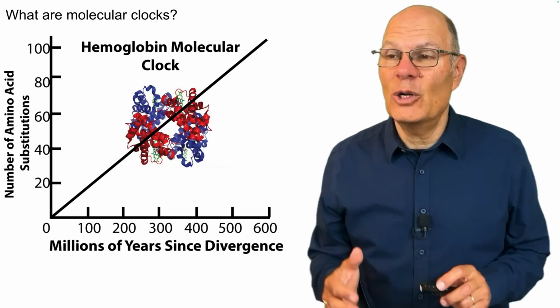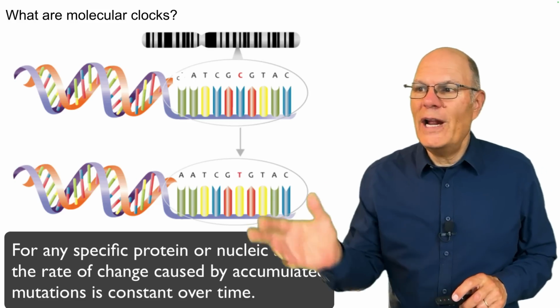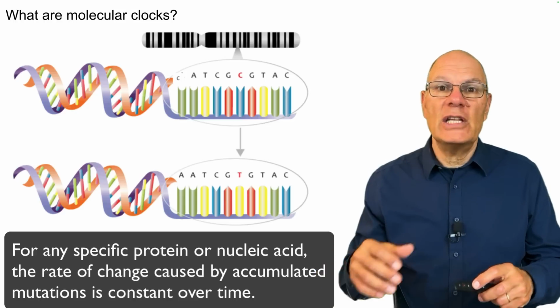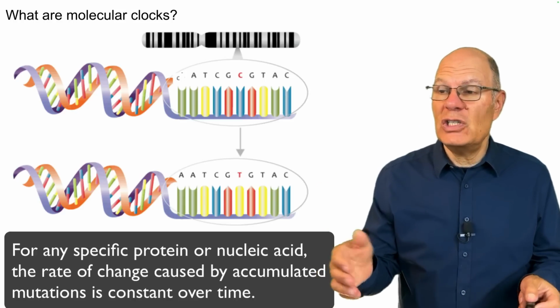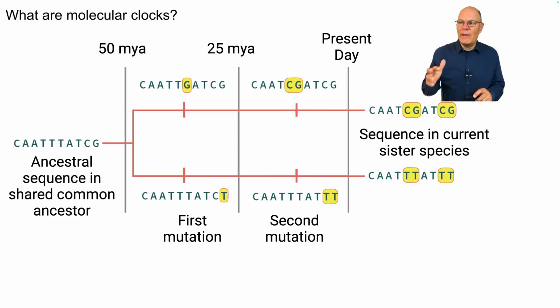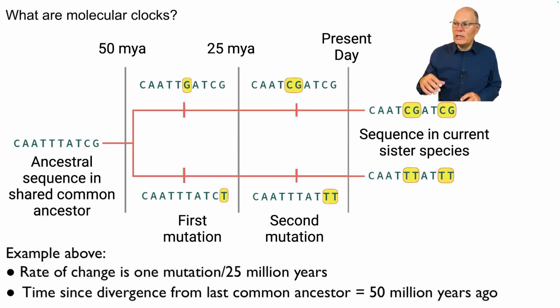What are molecular clocks? Here's how this works. For any specific protein or nucleic acid, the rate of change that's caused by accumulated mutations is constant over time. And if you can calibrate the amount of change in a gene or protein to when species split apart, which you can sometimes determine from the fossil record, then you can do two things. One is you can determine a rate of change in that gene or protein, and you can use that rate to determine when other species split apart.